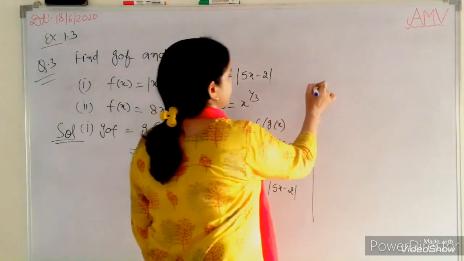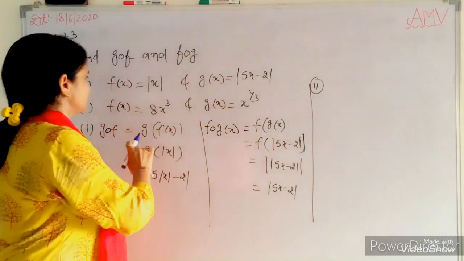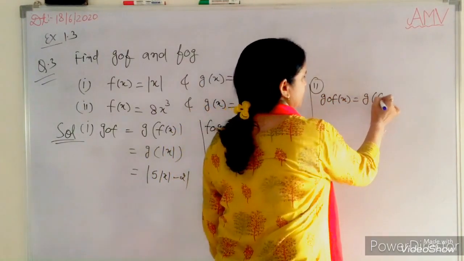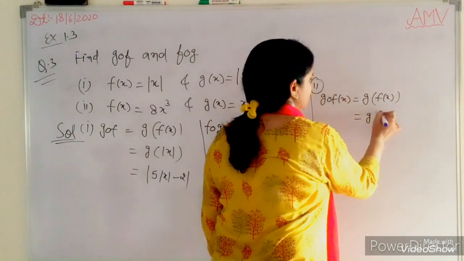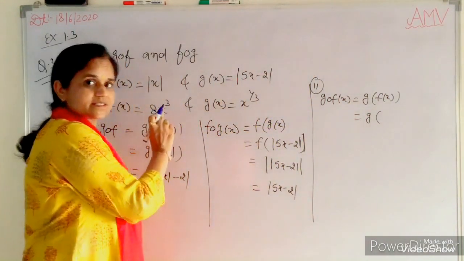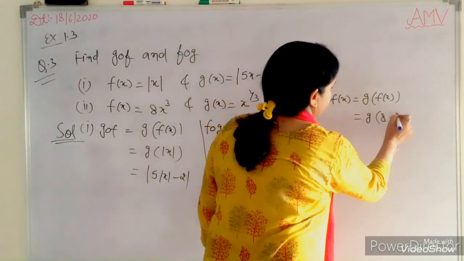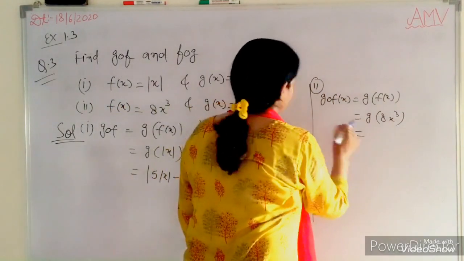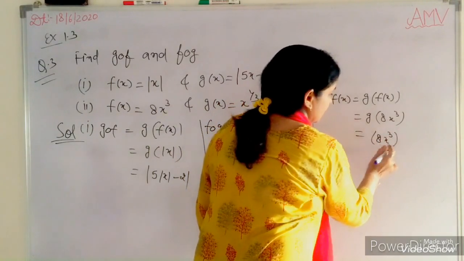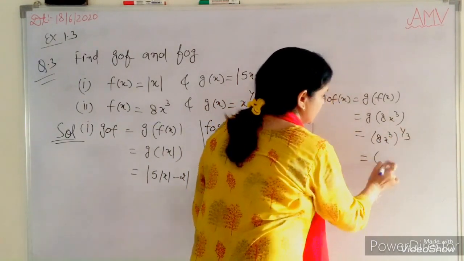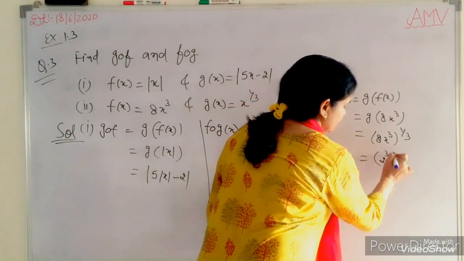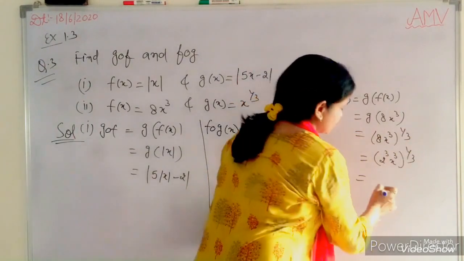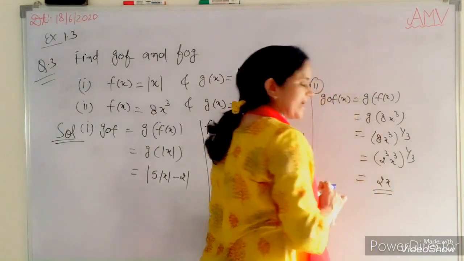Now the second part of this question, f(x) is given. So first gof(x), it's g(f(x)), hence g. f(x) is given as 8x cube. Substitute here 8x cube. Now g(x) is given as x raised to 1 by 3. So in place of x, it's 8x cube whole power 1 by 3. 8 is 2 cube, student, so 2 cube x cube whole power 1 by 3. The cube power will be cancelled, so you will get only 2x.